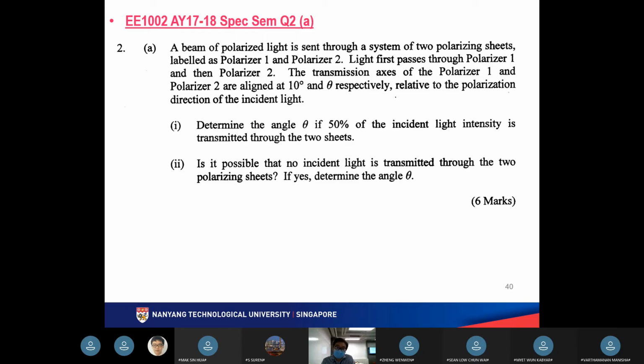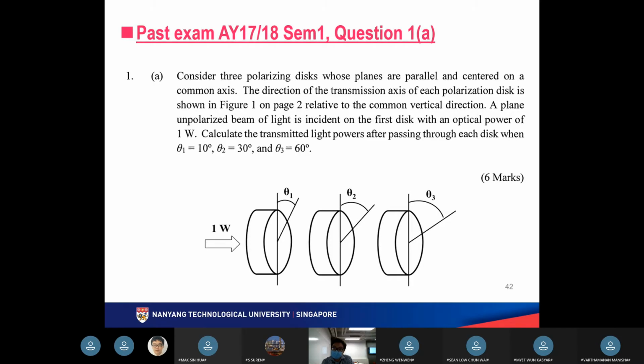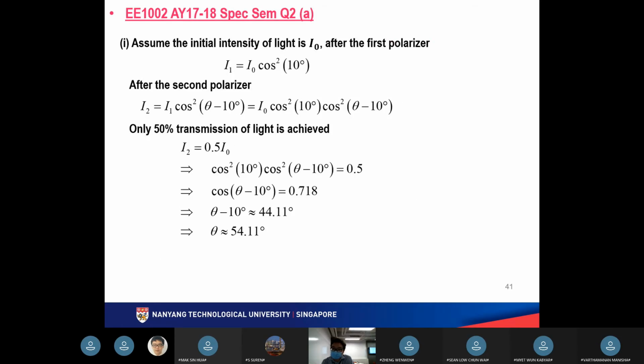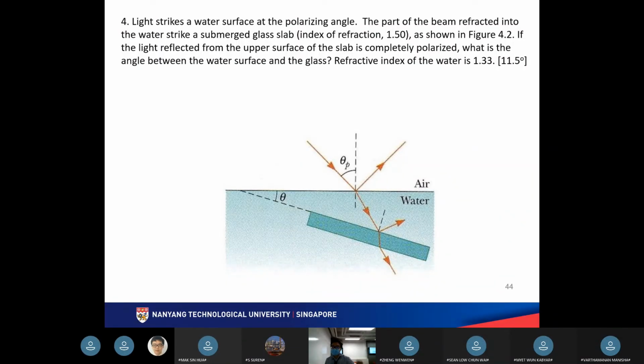There is one question tested 4 years ago about polarizers, but I don't have time to go through it. You take a look at the solution here. If you have any question, let me know. Yes, another question from 4 years ago on polarizers, take a look yourself. Solution provided. Now let's look at tutorial question 4.